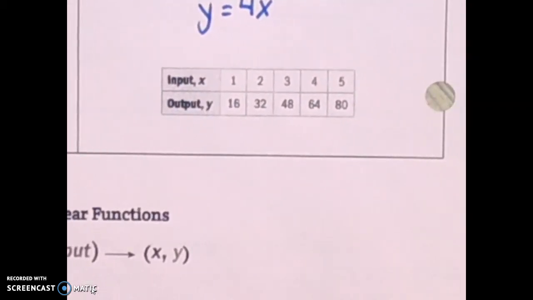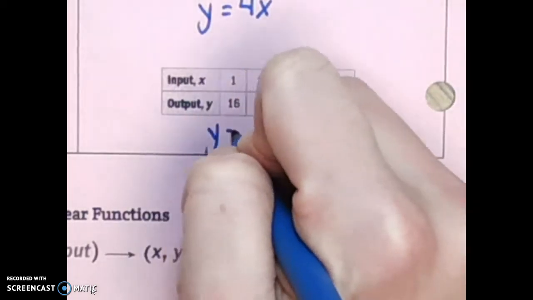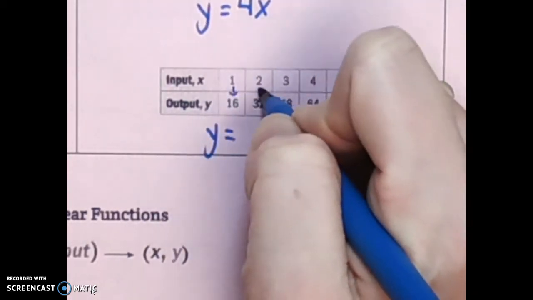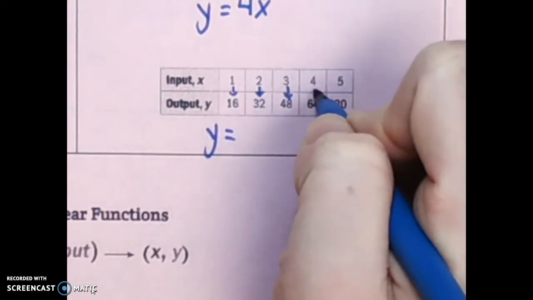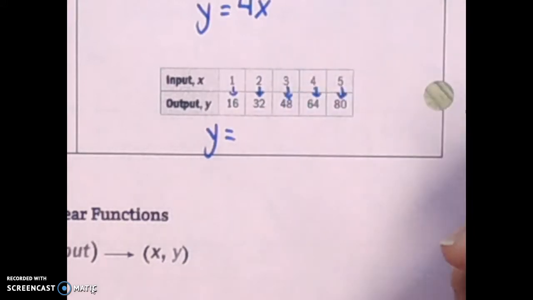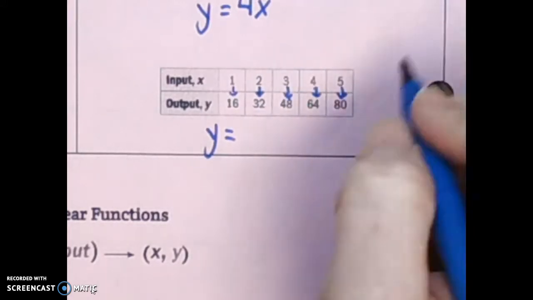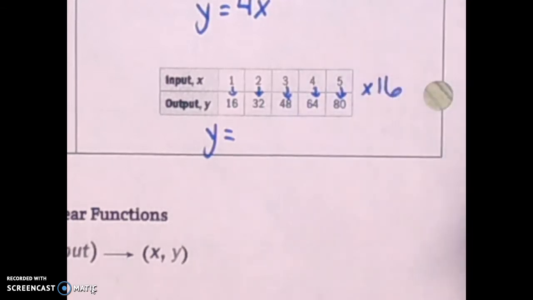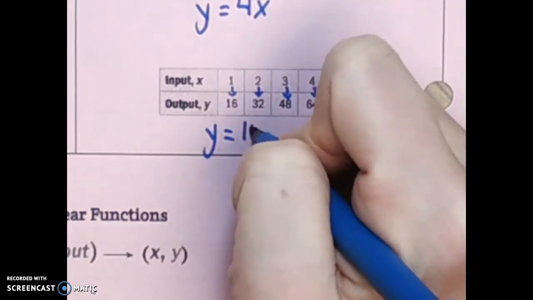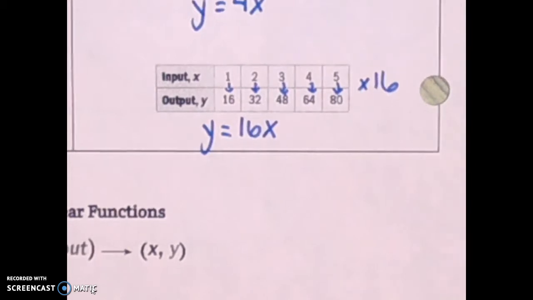Let's look right here. We're going to start with y equals, how do I get from 1 to 16, 2 to 32, 3 to 48, 4 to 64, 5 to 80. I'm going to multiply by 16. So I'm going to do 16x because that means multiplication. Now if I was adding, I would put an addition sign between the number and the letter.